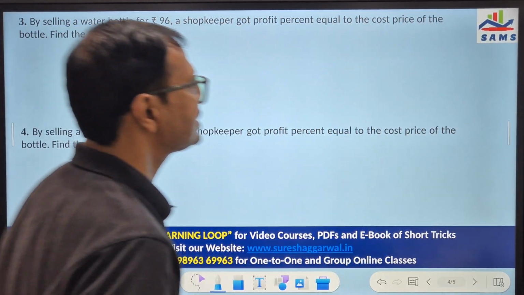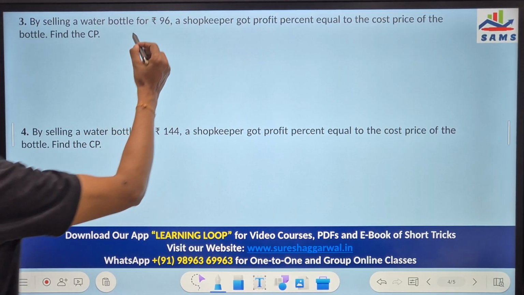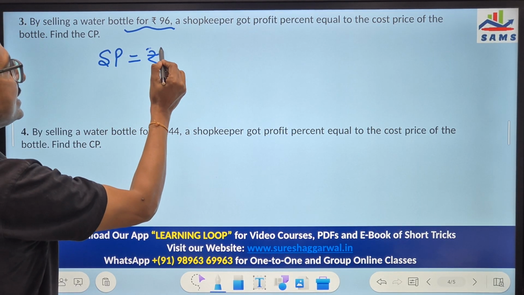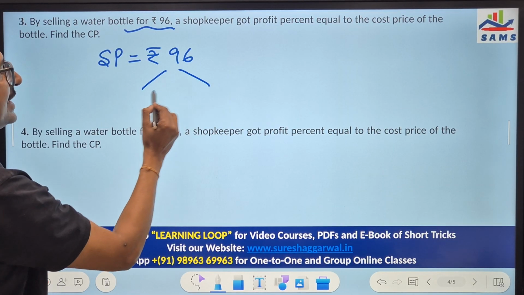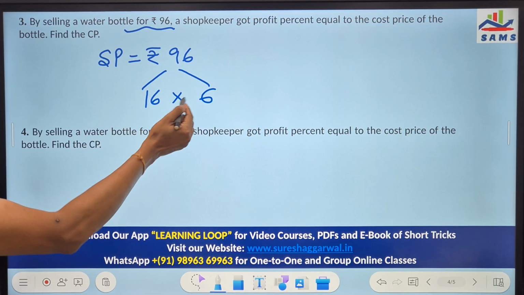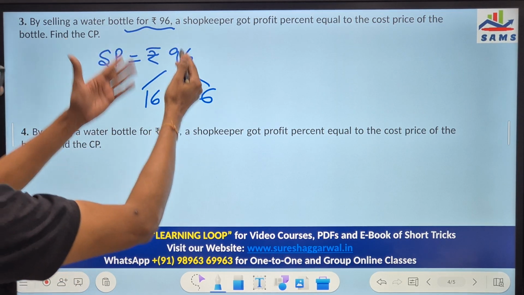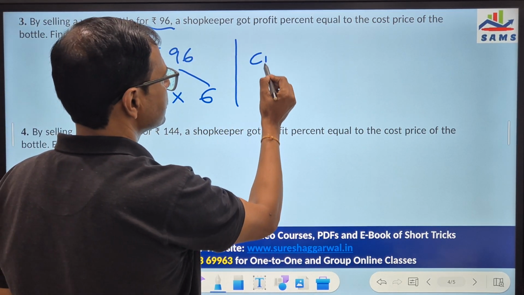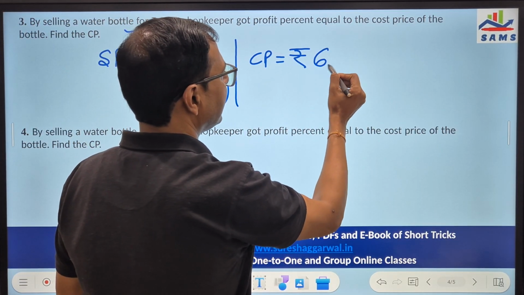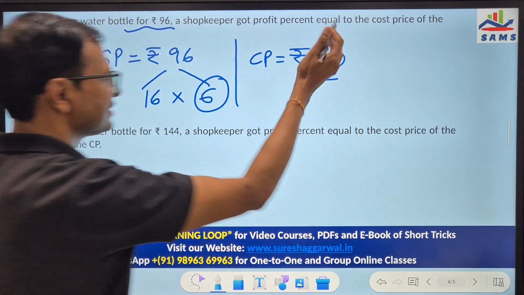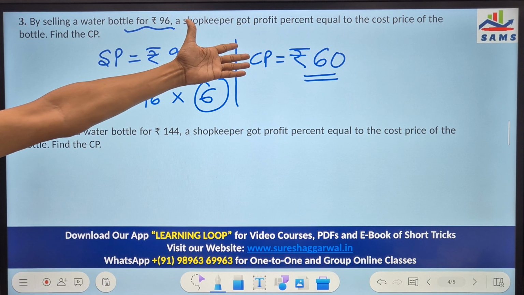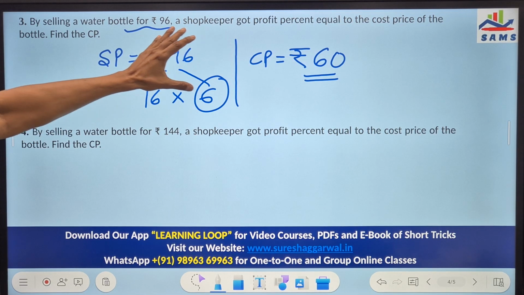Let's see some more questions here. Here we have another water bottle which is sold for SP rupees 96, and 96 is pretty easy. I know 16 times 6, because 16 and 6 differ by 10, and the product is 96, right? And so the cost price of the water bottle will be the smaller number followed by a 0. That's the answer. See, hardly 2 seconds, 3 seconds, maximum 5 seconds are required to crack the question.